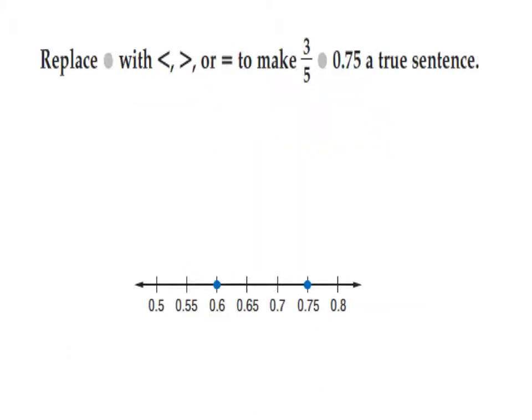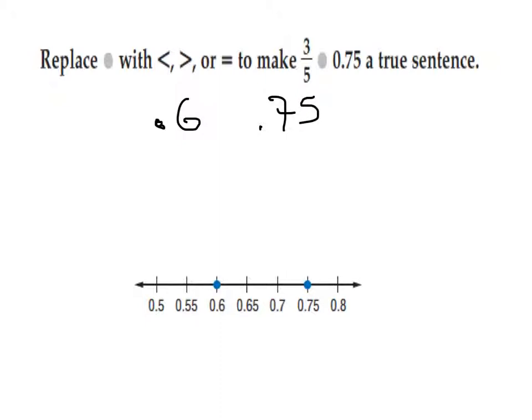All right, on this slide, we're going to be asked to compare two numbers. Replace the shaded circle with the inequality less than or greater than, or in case it's equal, we'll use the equal sign. So look at the two numbers, 3 over 5 and 0.75. We've been changing fractions into decimals just for something like this. So plug into our calculator 3 divided by 5, and we got 0.6. So we want to compare that to 0.75.